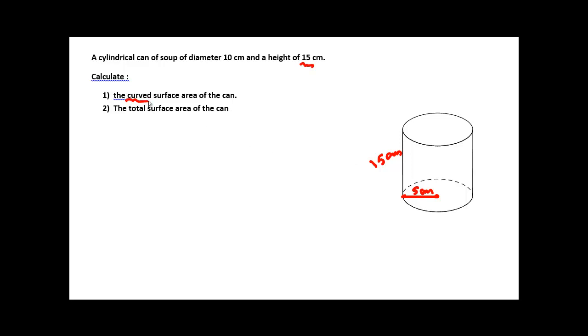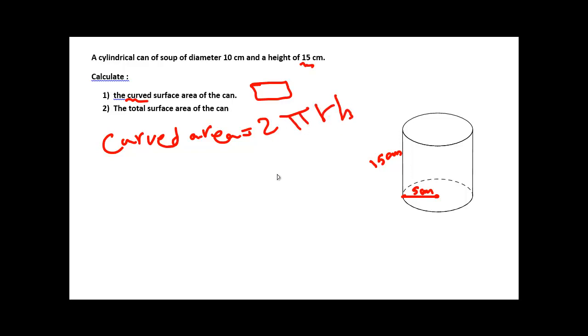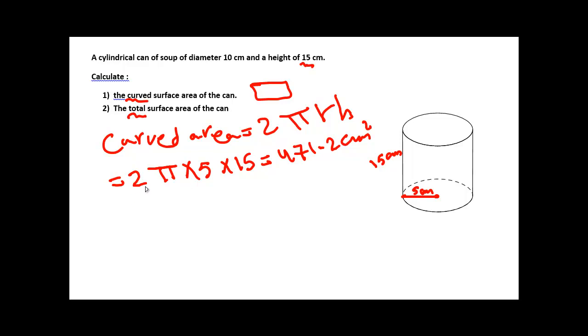The curved surface area is the same as the rectangle we found previously, so the curved area equals 2 pi r multiplied by h, which is 2 pi multiplied by the radius, which is 5, multiplied by the height, which is 15, and our answer here will be 471.2 centimeters squared.